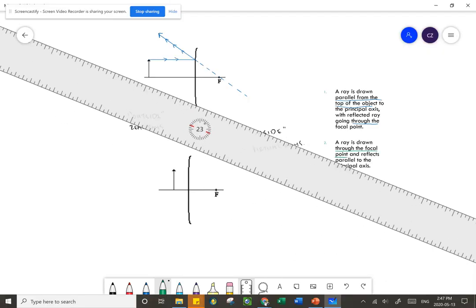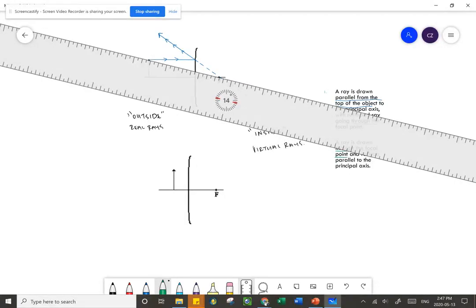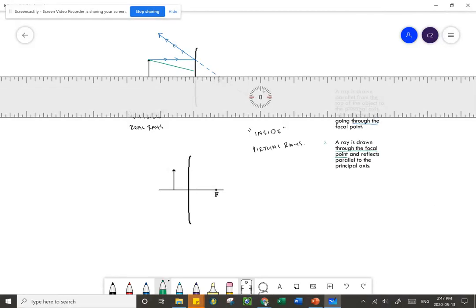Okay, so I'm going to take my ruler this time from the same top of the object, and I'm going to make it so that it will go through that focal point right there. Okay, so I'm going to draw a line that would go through the focal point, but remember, it's going to hit the mirror and it can't go any farther. Okay, so this is where that ray of light is going to bounce. So now it's going to bounce off parallel to the principal axis.